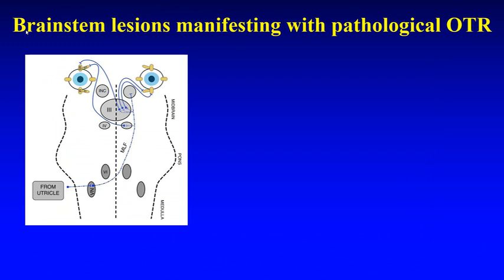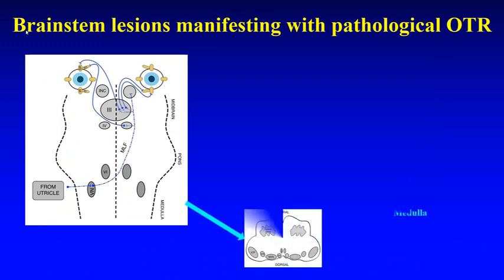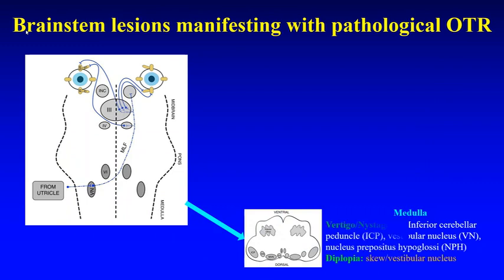So the brainstem lesions manifesting with pathological ocular tilt reaction can be divided at different levels. At the level of the medulla, the clinical symptoms and signs are vertigo and nystagmus due to involvement of the inferior cerebellar peduncle (ICP), vestibular nucleus (VN), and nucleus prepositus hypoglossi (NPH), and diplopia results from the skew or the vestibular nucleus involvement.